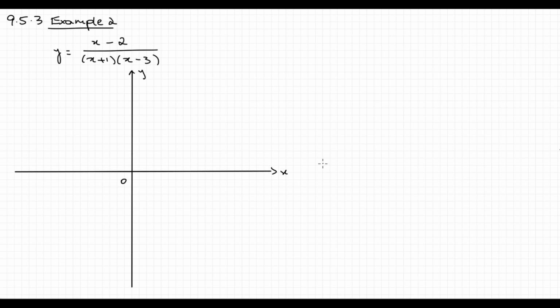Example 2, we want to sketch the function given by y equals (x - 2) over (x + 1)(x - 3). A couple of things that we should pick up on straight away as soon as we see this function is that it has vertical asymptotes. There are two of them.